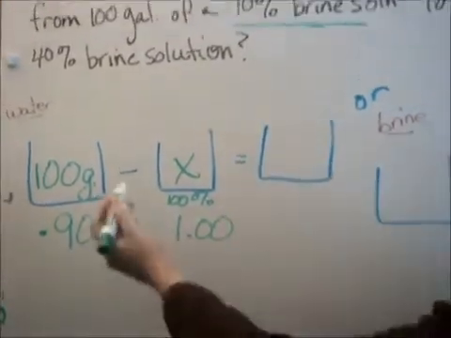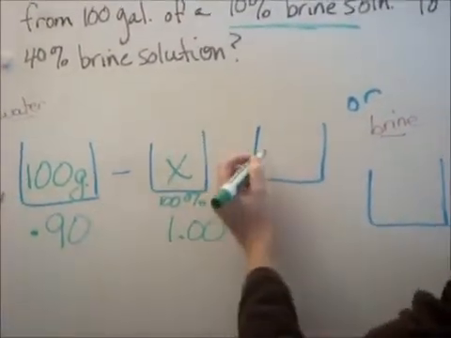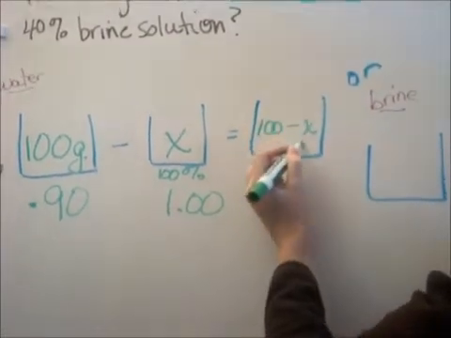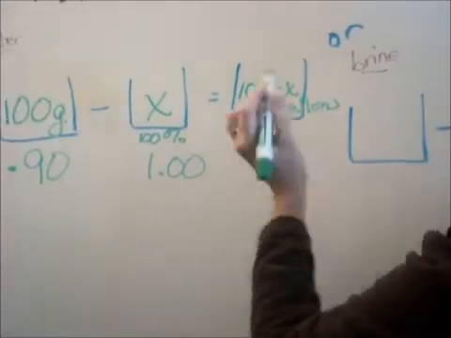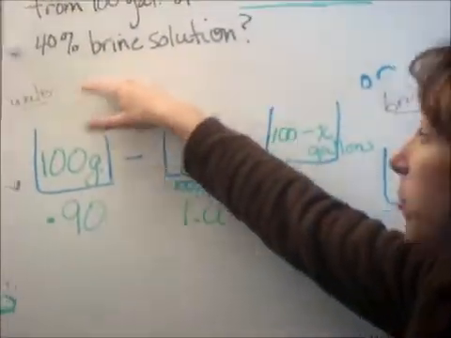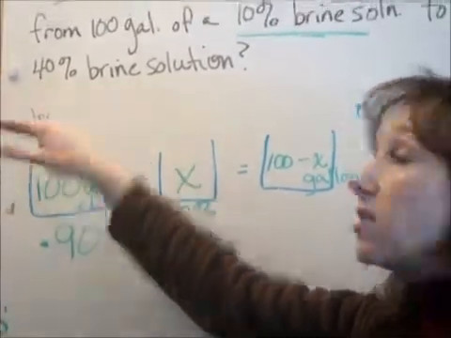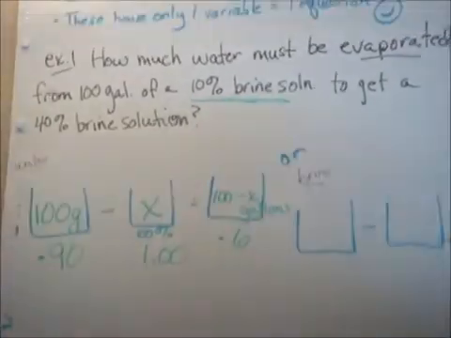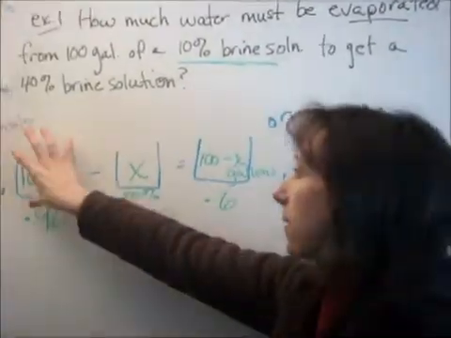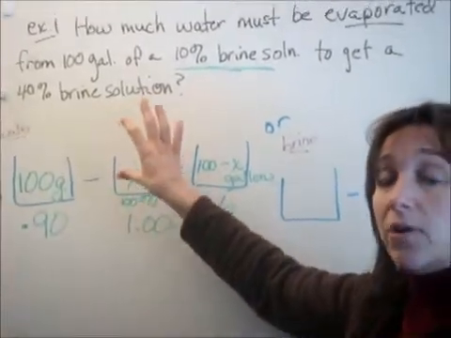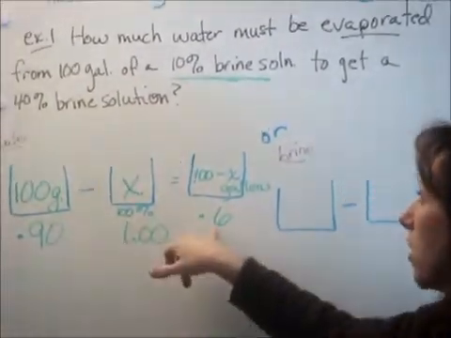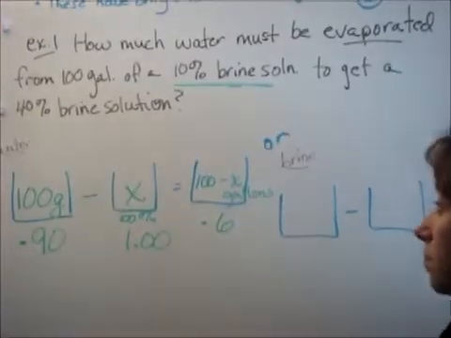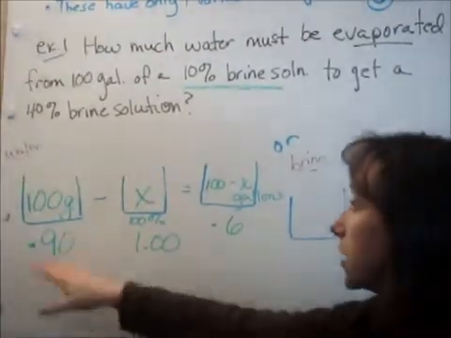Then how much solution are we going to have left? How many gallons are we going to have left? We started with 100. We're subtracting off X, so it's going to be 100 minus X gallons that are going to be left in our container. And we want it to be 40% brine, but remember we're doing it in terms of water, so it's going to be 60%, so it's going to be 0.6. So that's our setup. We have the amount we have. We're subtracting off a certain amount. We don't know how much water in order to get it down to 60% water. So we have our equation.